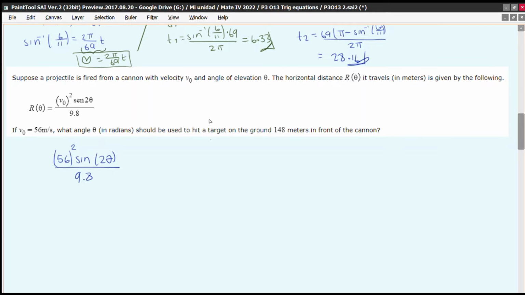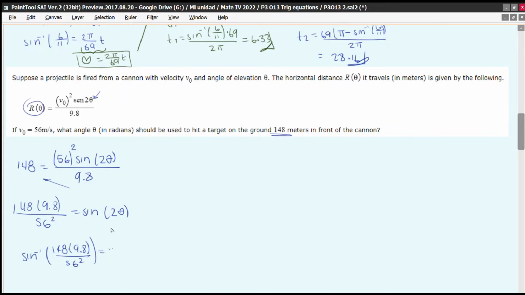And I'm being asked to find theta. So I know I should solve for theta. And I'm being given a distance. And that is what this equation does. So this is 148 equals this. So I'm going to start solving. First off, I'm going to pass the 9.8 multiplying, then the 56 squared dividing, and then I have this expression. Now, to solve for theta, I have to apply the inverse function. So this is sine inverse of 148 times 9.8 over 56 squared equals 2 theta.